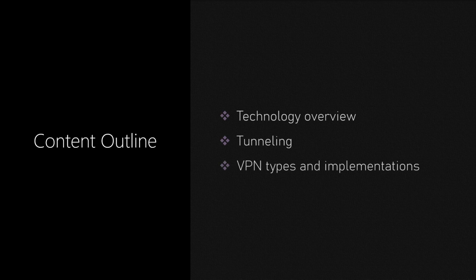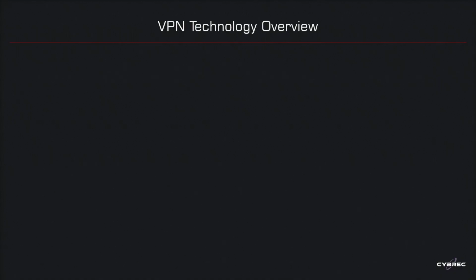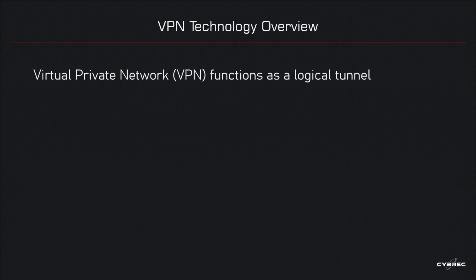What I want to discuss in this video is going to be the overview of virtual private networks. I want to make sure that you understand what a VPN is and when to use it. Then we will take a look at some of the specifics of VPNs. We will talk a little bit about tunneling to give you a better understanding of how VPNs work. And then we will also take a brief look at the VPN types and the differences between the main VPN implementations. So we will start with an overview of the technology.